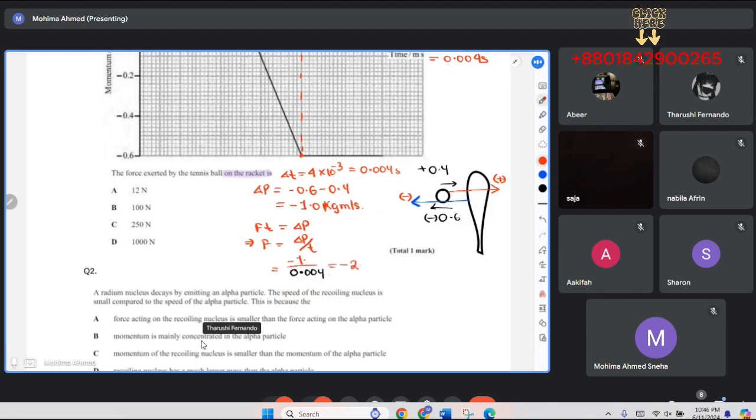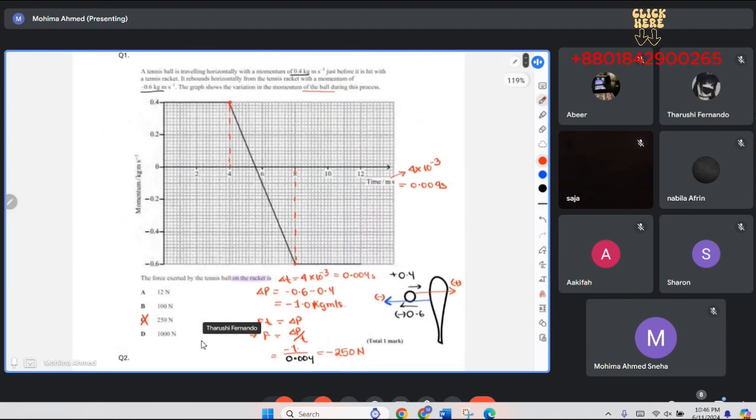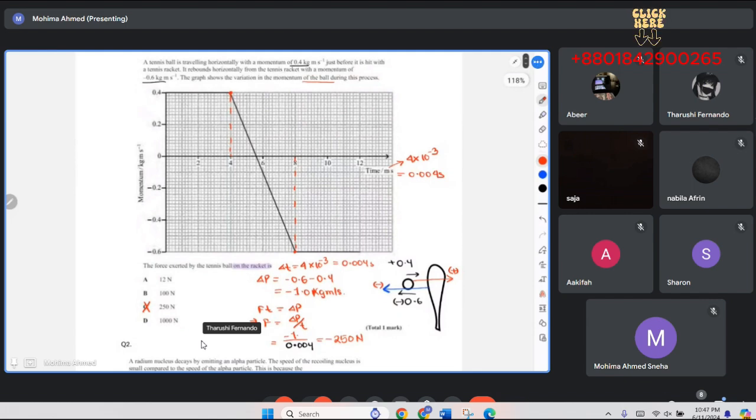But again, as you reference the diagram, the same amount of force will be exerted on the racket, but in the rightward direction, the positive direction. So that's why the racket's force is positive and the ball's force is negative. So option C is the correct answer. I'll just zoom out, and this is how the entire working is. Is there any problem for question one?